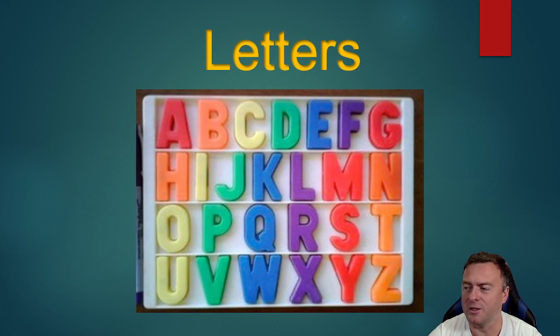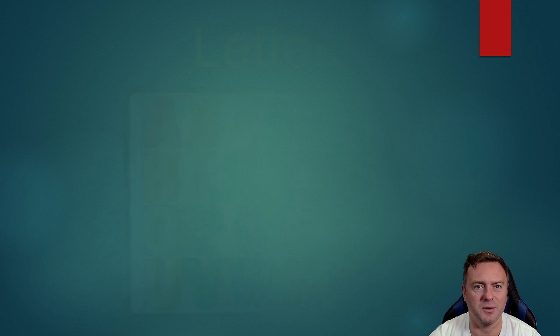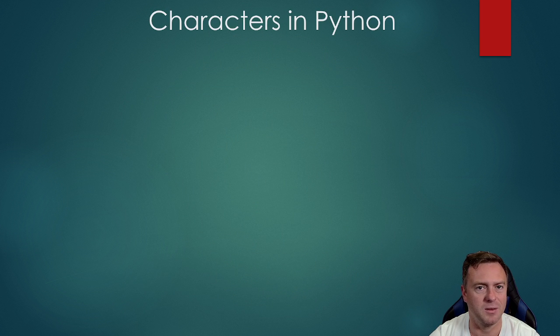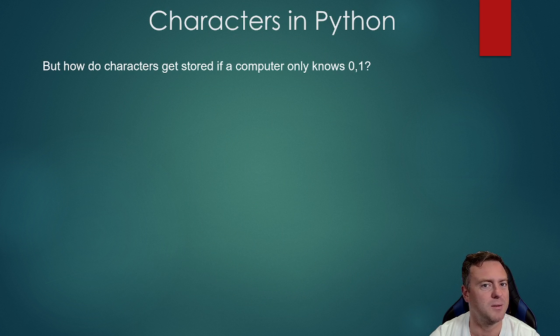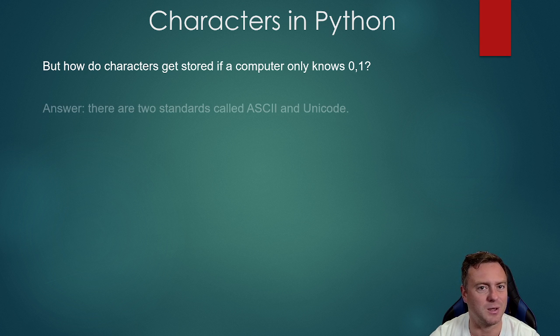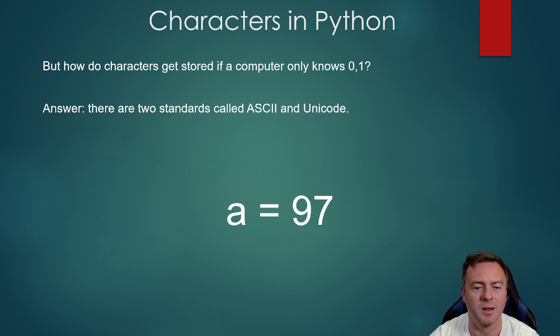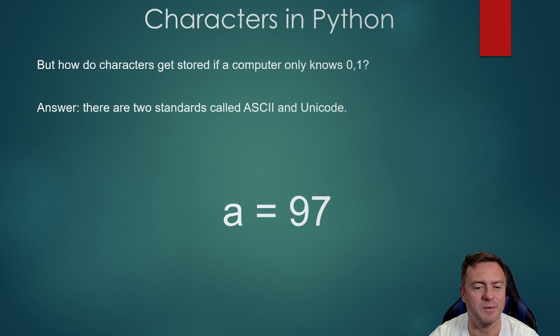The next one then is letters. Letters follow the same thing. We call them characters or strings inside of Python. So how do we get the computer to know them if it only knows zeros and ones? Well, the answer is ASCII and Unicode. ASCII is what we've done before for all the European letters, with lowercase, uppercase, punctuation symbols, spaces and all that. So when we did, A was equal to 97.